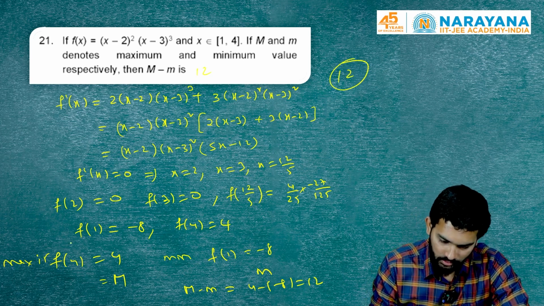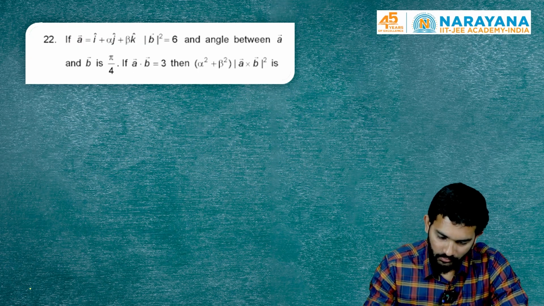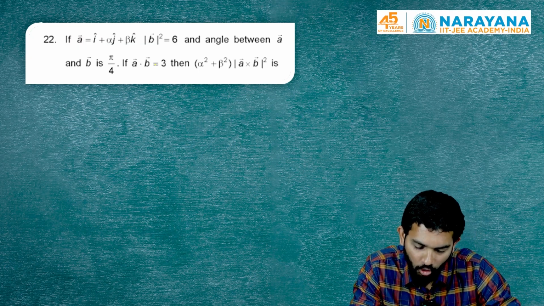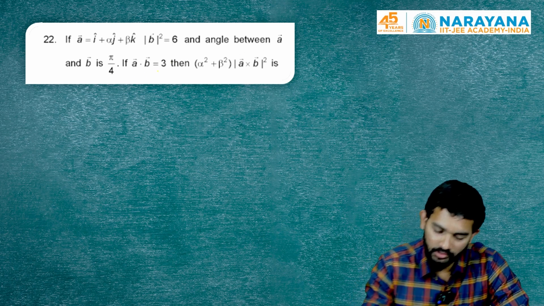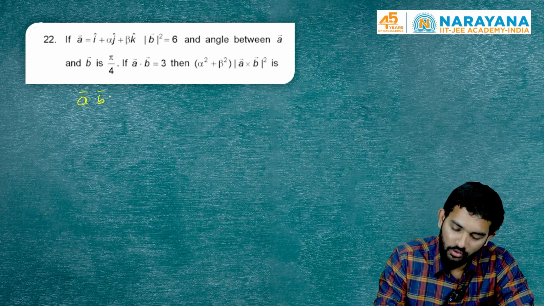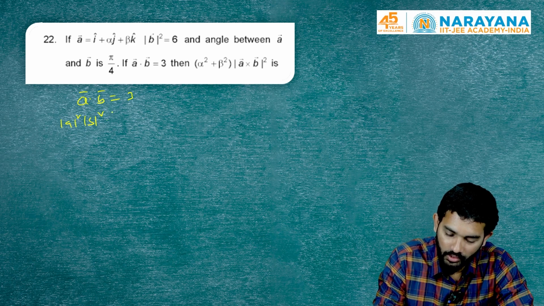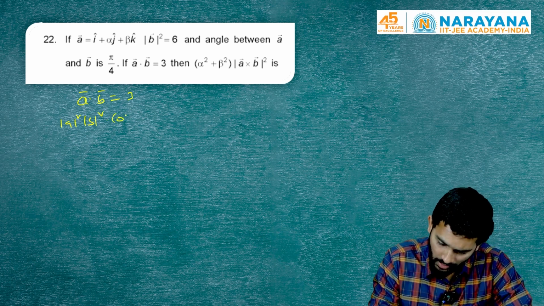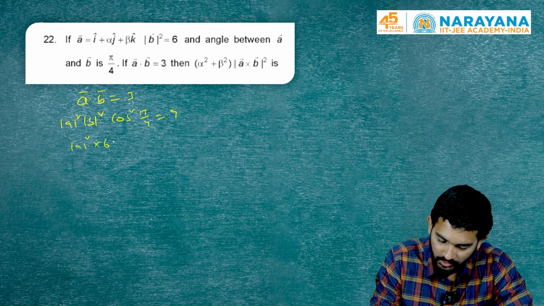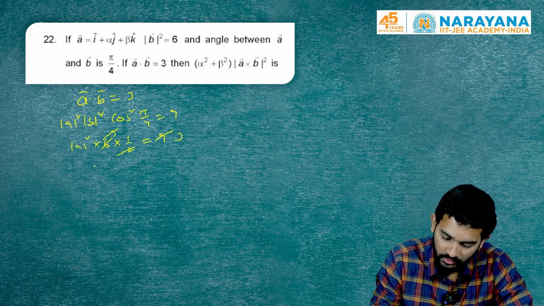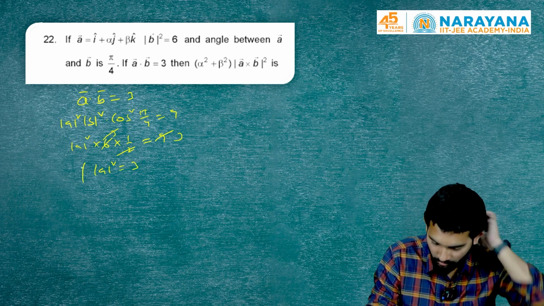So let us go to the next question. Vector a, mod b square, the angle between a bar and b bar, and a bar dot b bar are given. Taking a bar dot b bar equal to 3, I can write mod a square mod b square into cos square pi by 4 is equal to 9. Mod b square is 6, and this is 1 by 2, so mod a square into 6 into 1 by 2 equals 9, which means mod a square is equal to 3.